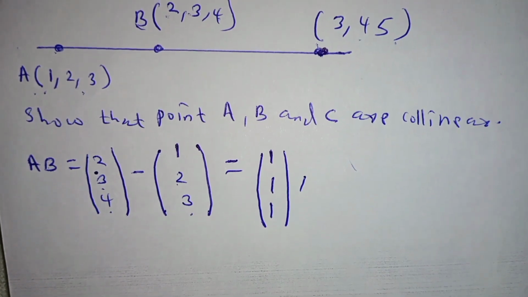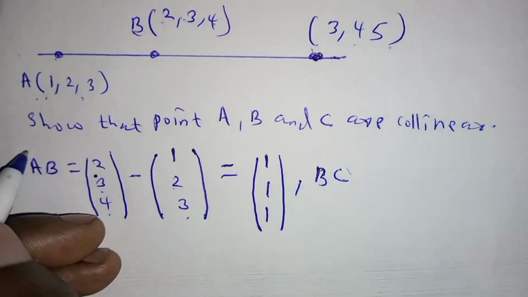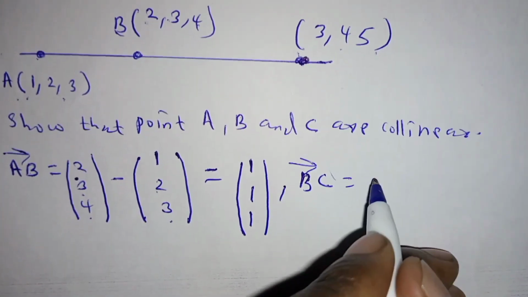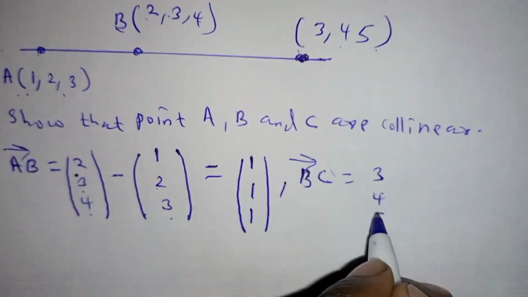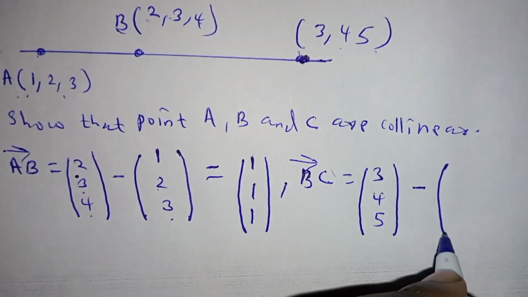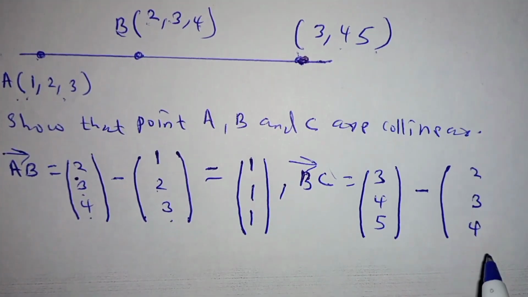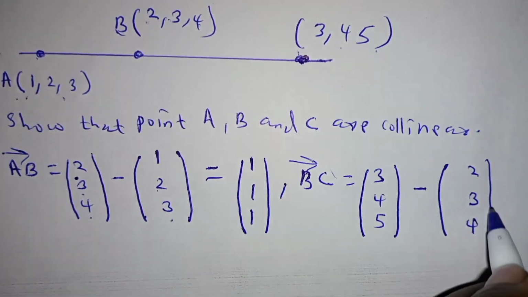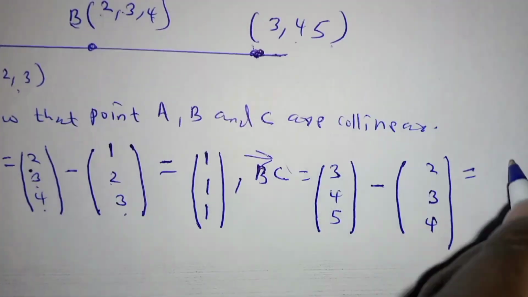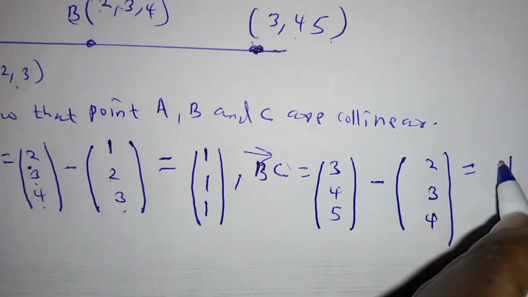Then we obtain vector BC, which is given by (3, 4, 5) minus (2, 3, 4), which will give you (1, 1, 1).